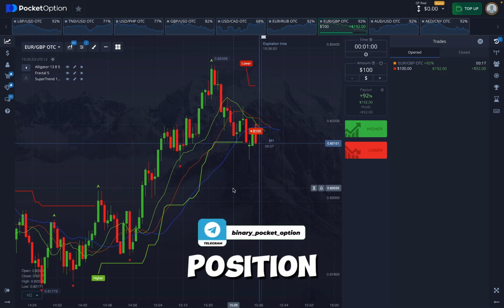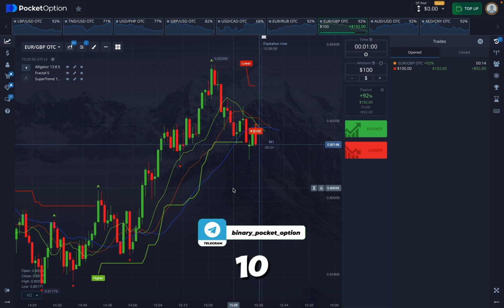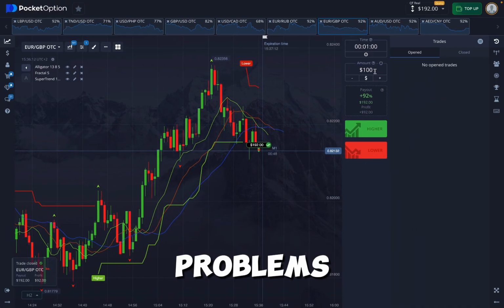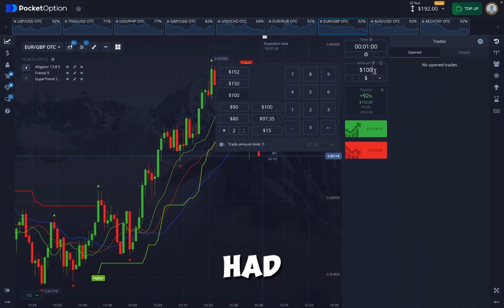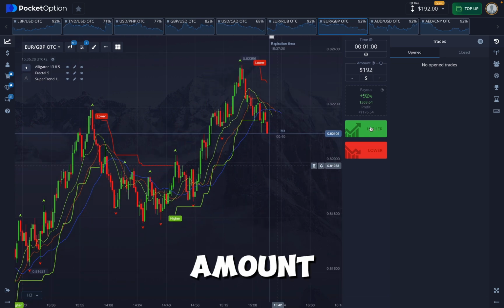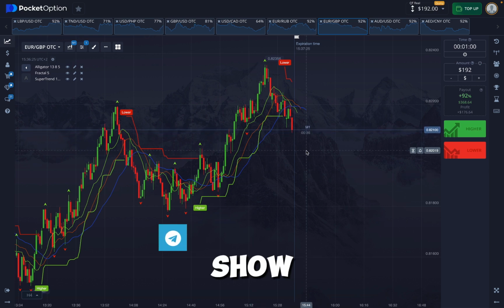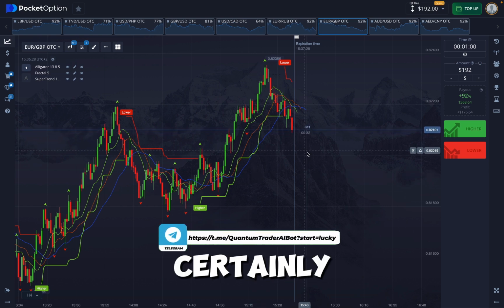The first position closed in the negative. There are about 10 seconds left to the end of the second position. And the position closes in plus without any problems, of course. Here, I had a chance for a mistake, but I will continue to open on the maximum amount of balance, and I will not make such mistakes anymore. I will show you the ideal entry points that will certainly work.